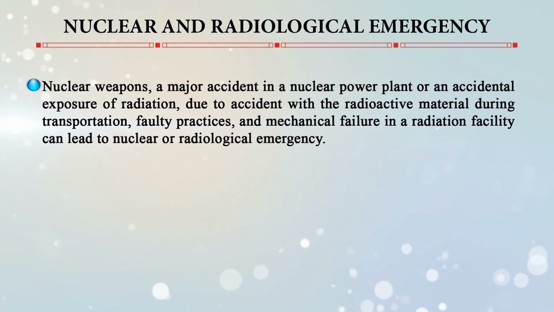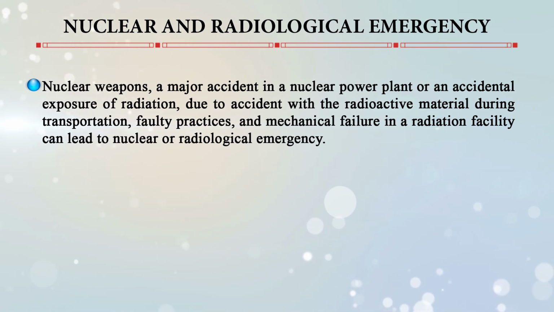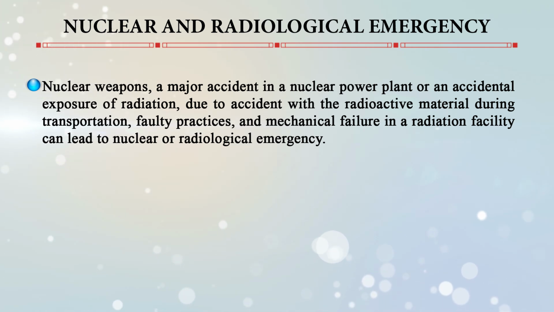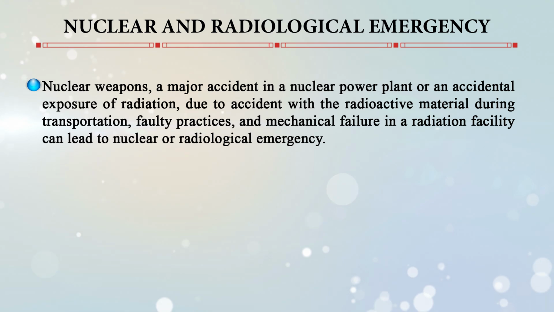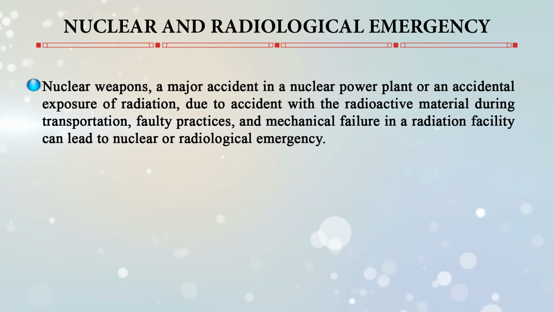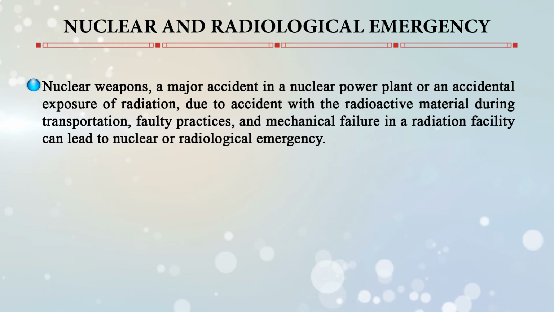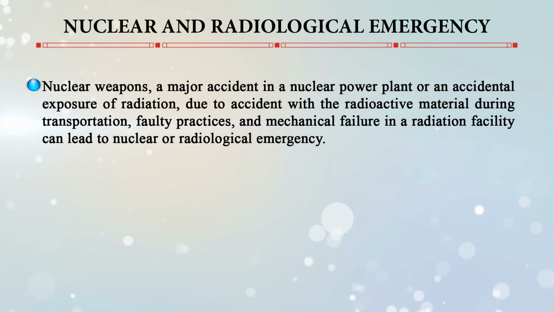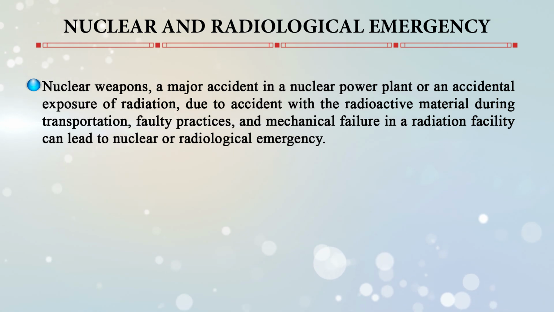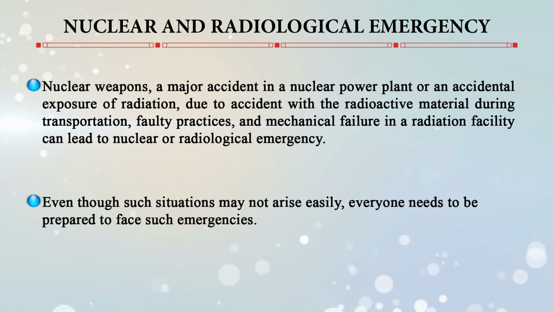Nuclear weapons. So, these are a major accident in a nuclear power plant, or an accidental exposure of radiation due to an accident with radioactive material during transportation, faulty practices as occurred in Chernobyl, or mechanical failure in a radiation facility, which can lead to a nuclear and radiological emergency. The entire community, the entire state needs to be evacuated at once if you think that there is a nuclear emergency. Even though such a situation may not arise easily, everyone has to be prepared to face such an emergency.